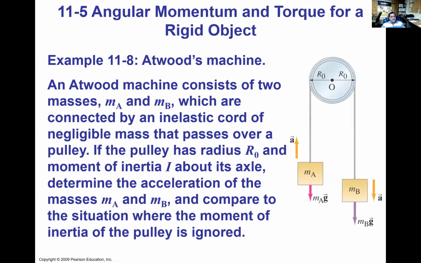An elevator is an example of something called a simple Atwood machine. An Atwood machine consists of two masses, MA and MB. In an elevator, it's the car and a counterweight, which are connected by some cord of negligible mass that passes over a pulley. The pulley has a radius of r and has a moment of inertia I about its axle. Determine the acceleration of masses MA and MB and compare to the situation where the moment of inertia of the pulley is ignored.